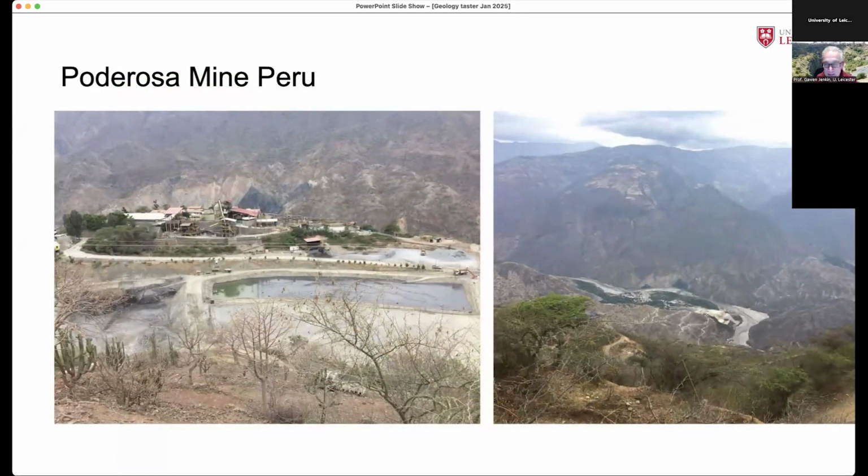So why was I there? This is a mine in the Andes in Peru, and I was looking at their processing methods. On the left, we've got the processing plant. On the right, you can look down on that from above. The mine is about 3,000 feet above the processing plant. You can see the processing plant there with the river running by it. That's actually the headwaters of the Amazon that goes all the way across into Brazil and out the other side of South America.